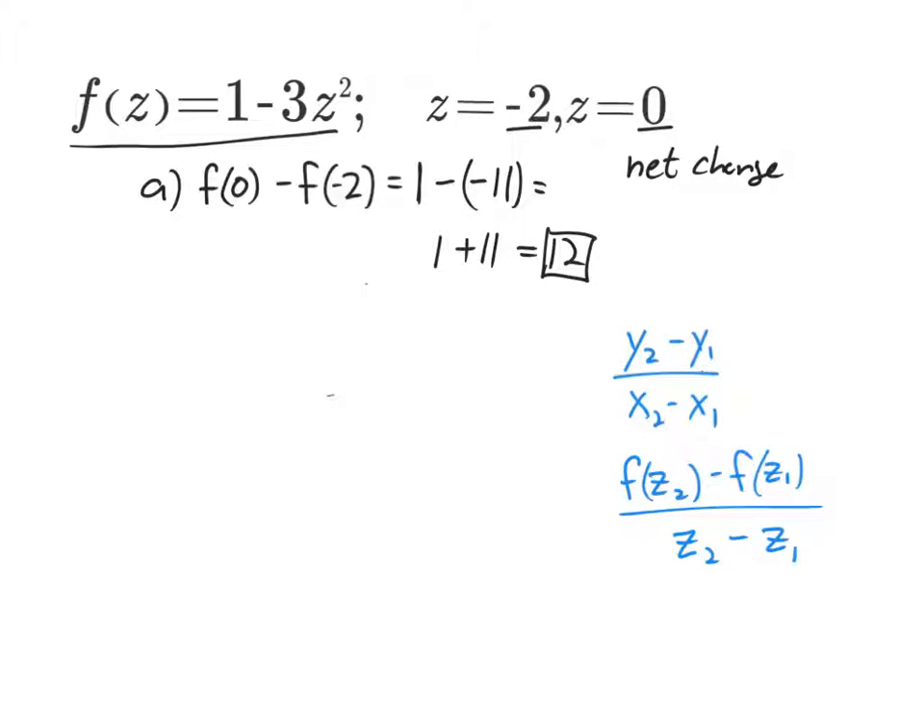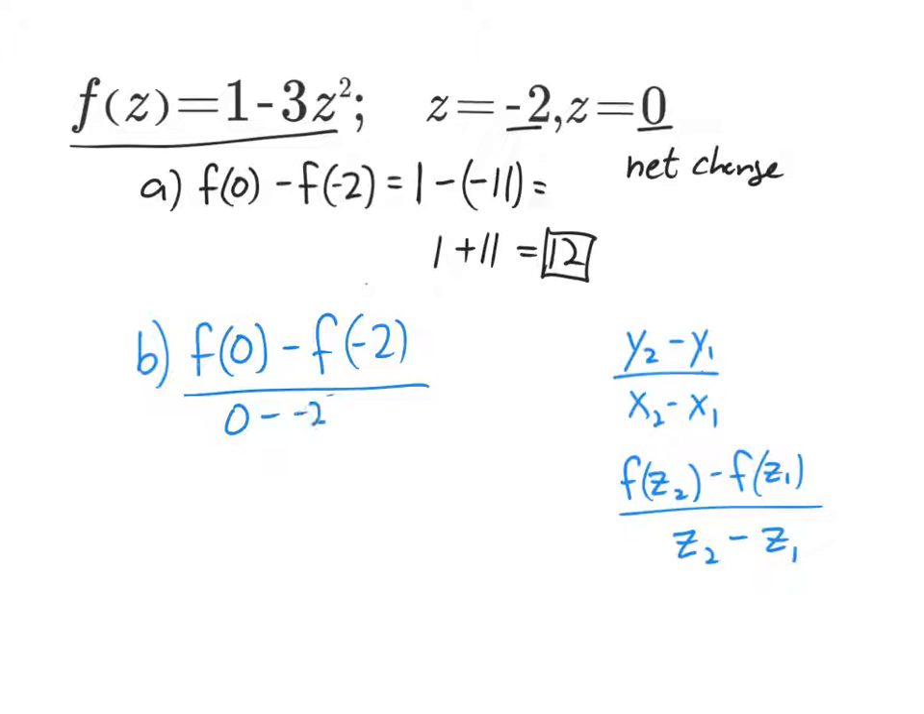So in our case, we're going to get f of z2, which is going to be f of my second input. My second input is 0. Minus f of my first input, which is -2, all over z2, which is going to be 0, minus a -2. In other words, it's my net change over the amount of inputs it's going to take.